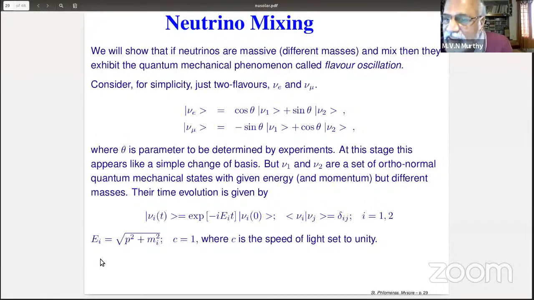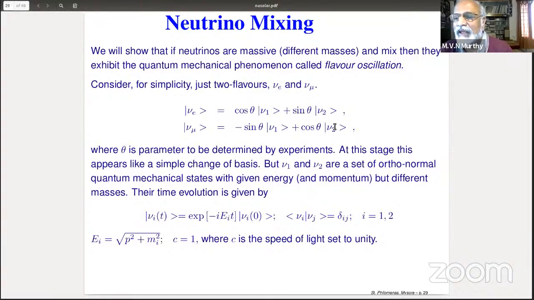Okay. Now I will just define this nu e and nu mu in the following way. This nu e is a mixture of nu1 and nu2. I'll tell you what this nu1 and nu2 is. And nu mu, since there are 2 states, we consider 2 other states called nu1 and nu2 and mix them in the following way so that it maintains its orthonormality. So, nu e, nu mu overlap is 0. Similarly, nu1 and nu2 are orthonormal quantum mechanical states.